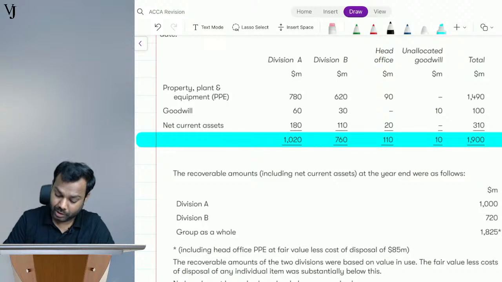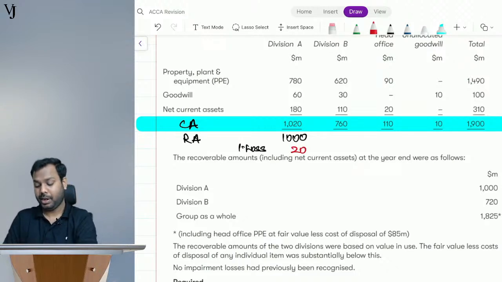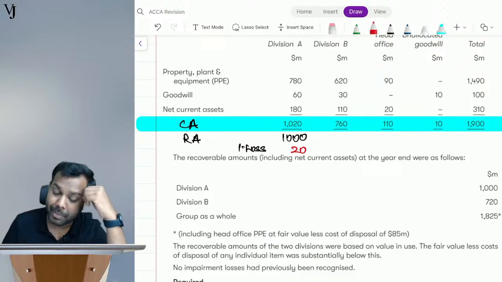Understand, guys, this is the carrying amount. Now the recoverable amount, tell me what is the recoverable amount, division A, 1000. So what is your impairment loss? 20. Tell me, how do we allocate this impairment loss?